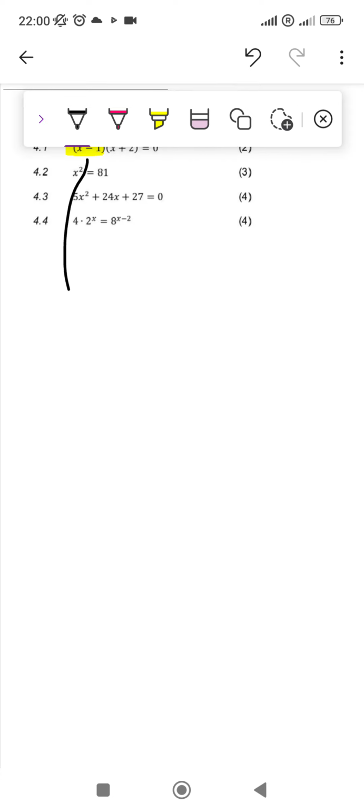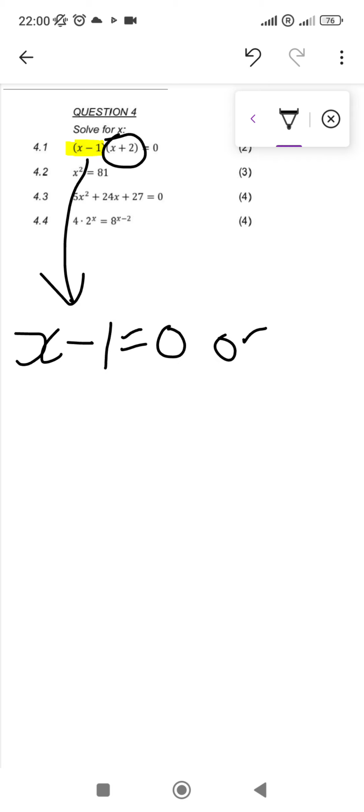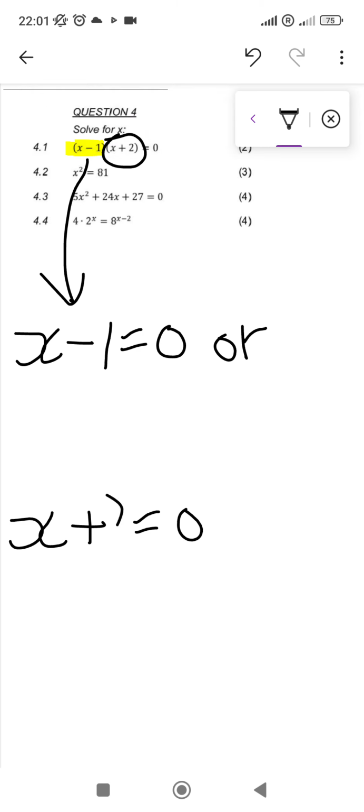So let's take this first thing over here, which is our x minus 1. Maybe that is 0. Or the second thing that you have there, right, let's put it over here, x plus 2. Maybe this one is 0. So one of them needs to be 0 in order for the entire left hand side to generate a 0.